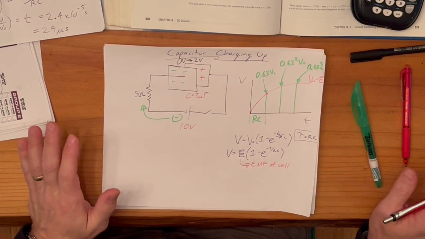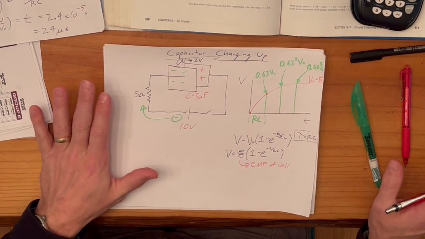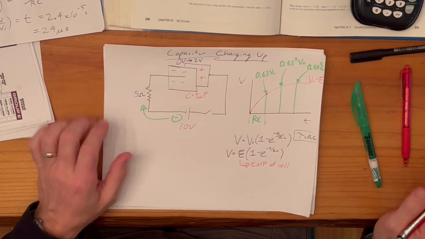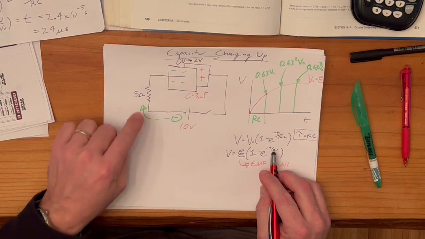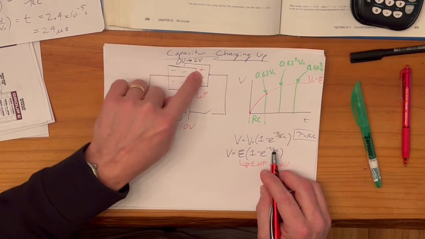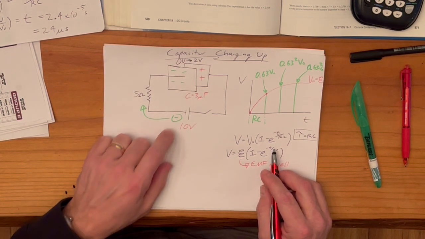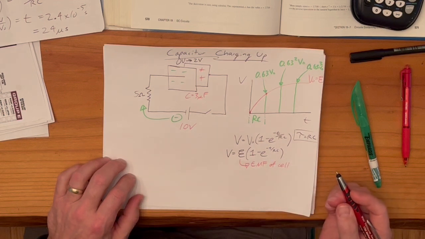Right now, pause this. I think you have all the variables you need, and try to solve for the time that it would take to charge this capacitor up to 2 volts using a 10 volt cell.